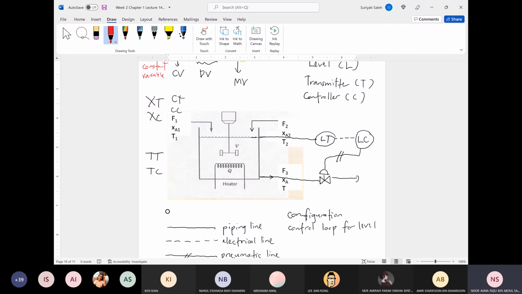If you have already completed the exercise, you are free to send it to me through my WhatsApp number, and I will check it for you. So any other question?